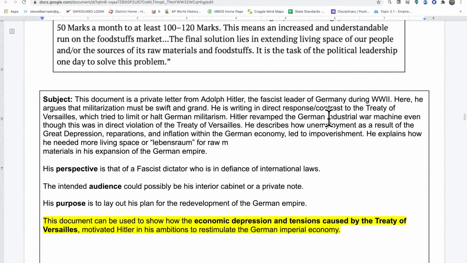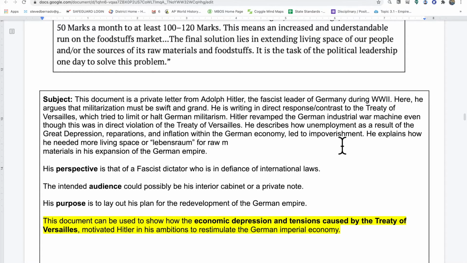The fascist leader of Germany during World War II. Here he argues that militarization must be swift and grand. He is writing in direct response or contrast to the Treaty of Versailles, which tried to limit or halt German militarism. Hitler revamped the German industrial war machine, even though this was in direct violation of the Treaty of Versailles.